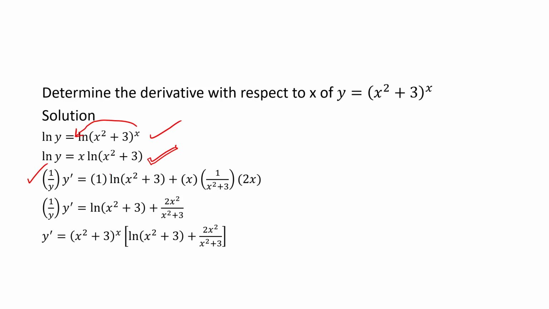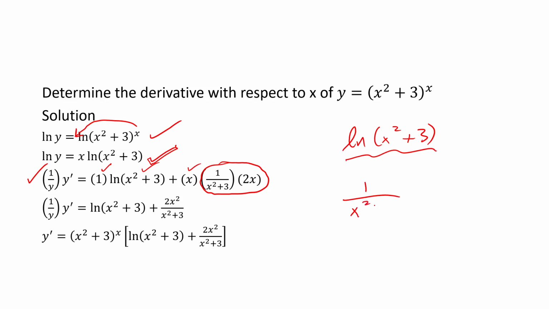And so to do that, we have the derivative of x times ln of (x squared plus 3) plus x times the derivative of the ln of (x squared plus 3). And if it hasn't been made clear yet, I'll try to make it clear now. If I have an expression like the ln of x squared plus 3 and I want to know the derivative of that, I go 1 over that expression, and then I multiply that by the derivative of the expression itself. So the derivative of x squared plus 3 is 2x. And that's how we get this right here.